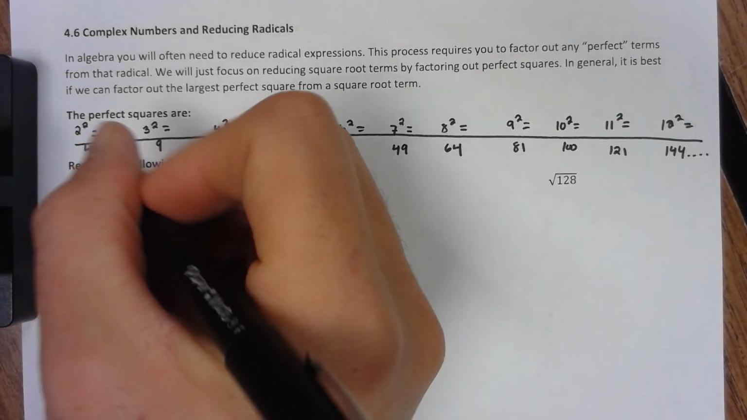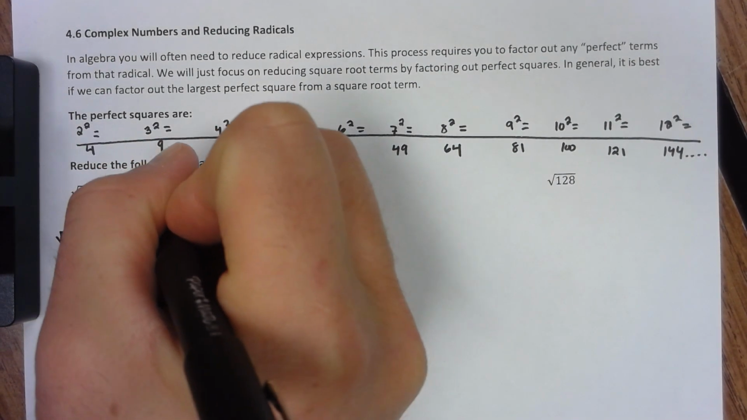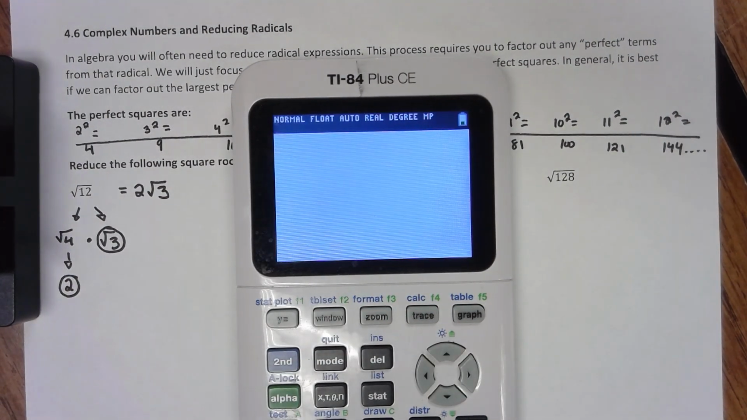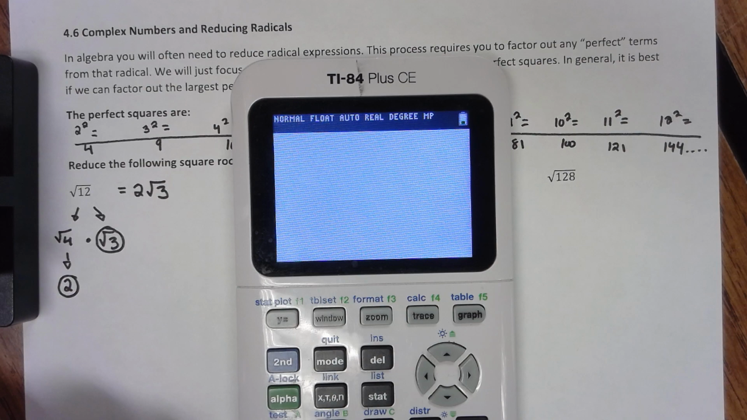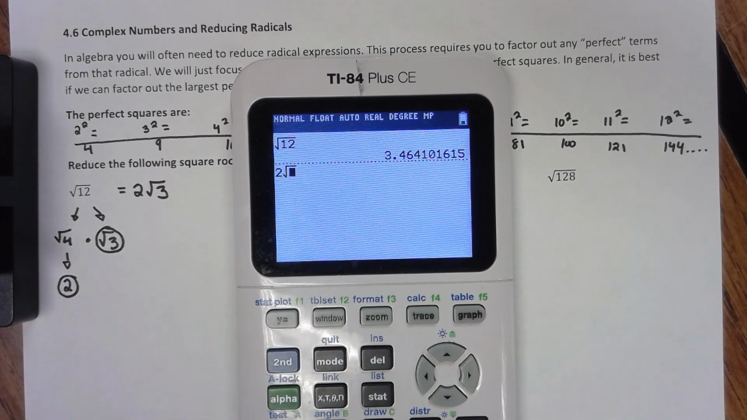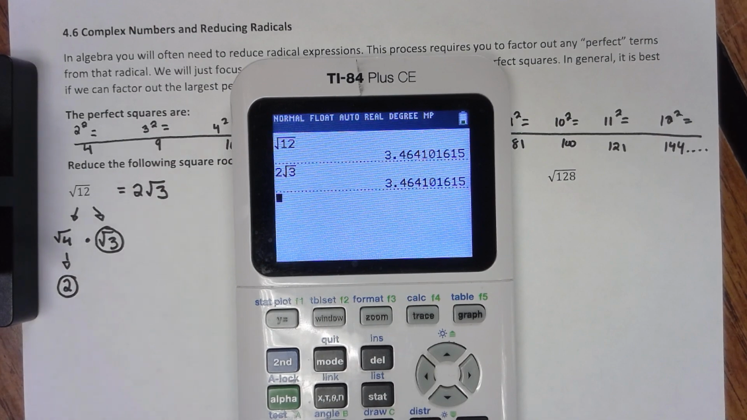So the square root of 12 is equal to 2 times the square root of 3. And this is an easy check. I can see, is the square root of 12 equal to 2 times the square root of 3? It should give me the exact same decimal, and it sure is.